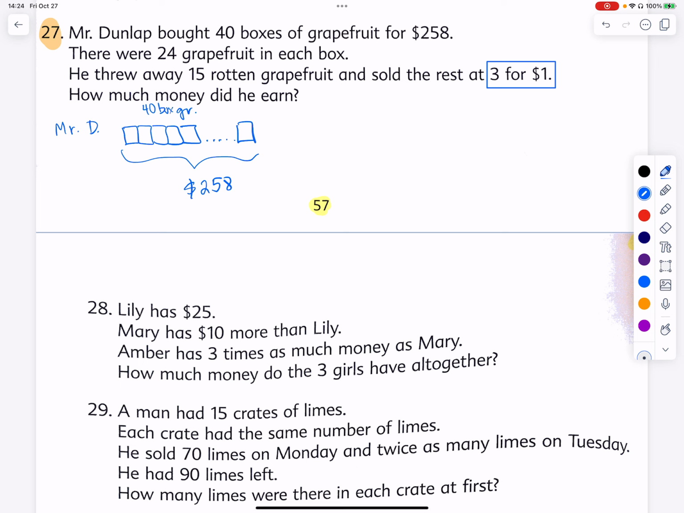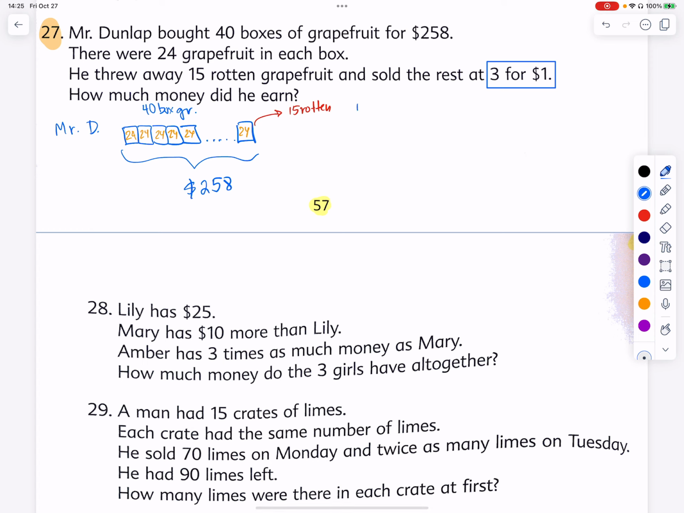40 boxes, right? Each box had 24 grapefruits. 24, 24, 24, 24, 24, dot, dot, dot, 24. What happened? He threw away 15 rotten grapefruits and sold the rest. My friends, many steps. Let's make a movie in our head and address it like a movie, step by step.